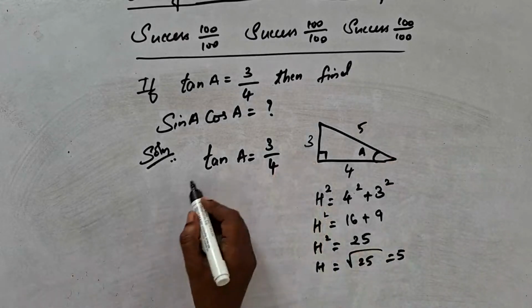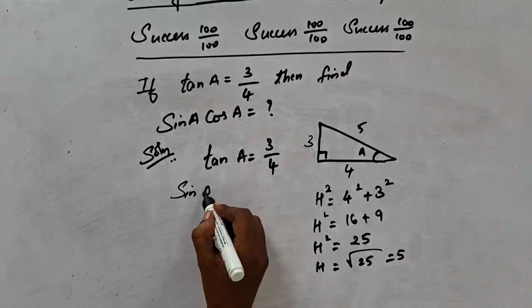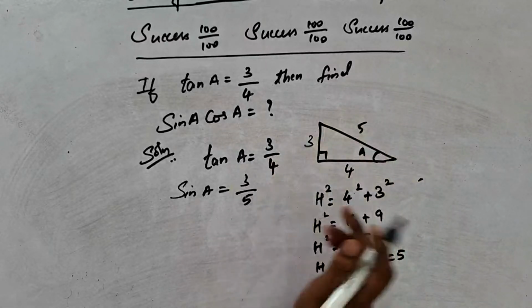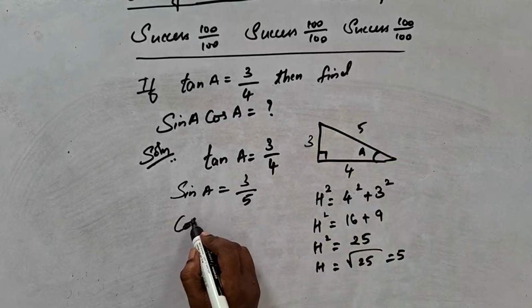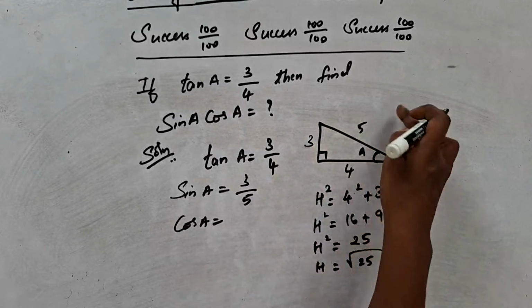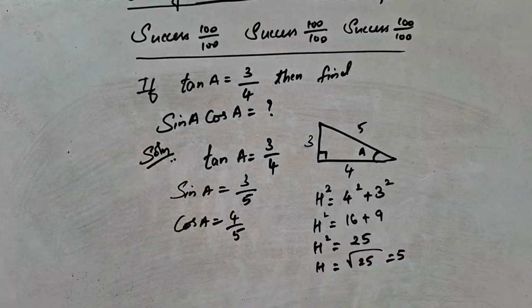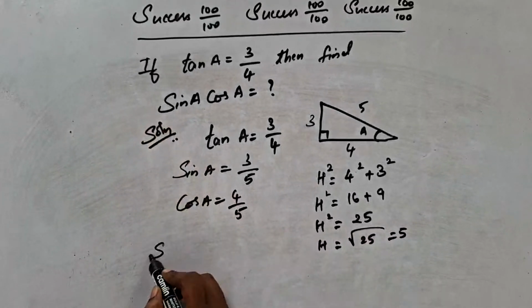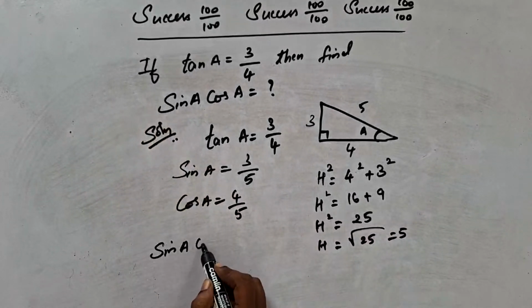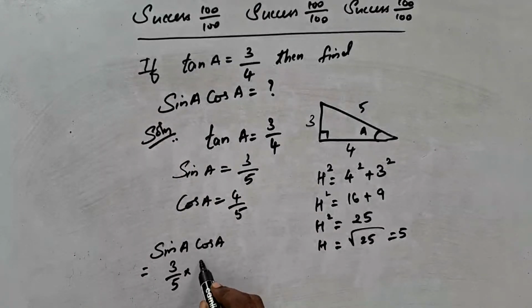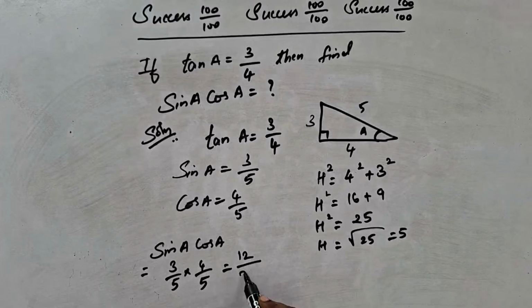From this triangle, let me find what is sine A. Sine A is opposite by hypotenuse, 3 by 5, and cos A is equal to adjacent by hypotenuse, that is 4 by 5. We have to find the value of sine A multiplied with cos A, that is equal to 3 by 5 into 4 by 5. 4 3s are 12 divided by 5 5s are 25.